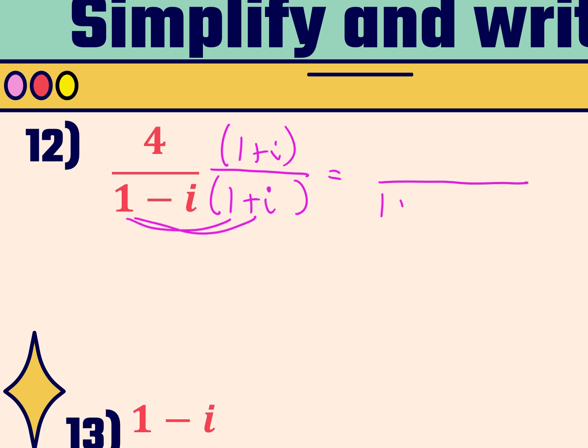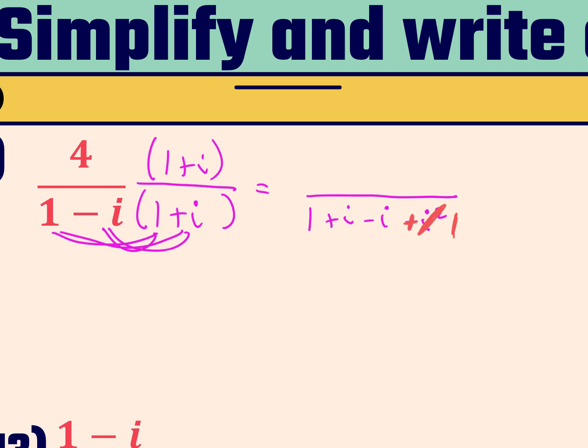So we have 1 times 1 is 1. 1 times i is plus i. Negative i times 1, negative i. And what's negative i times i? Negative i squared. Uh-oh, I see i squared. What do we do? Cross it off and change the sign. What number is left there? There's a 1. So what happens with my i's? Positive i and a negative i, they cancel, and I'm left with 1 plus 1 is 2. Did the i's in the denominator disappear? Yes, so what we needed to happen happened.